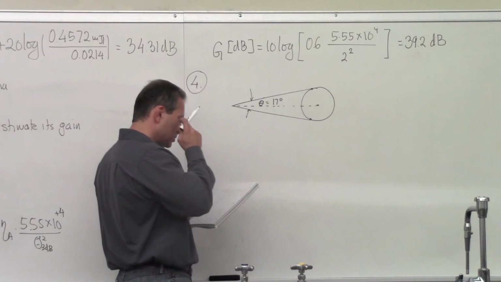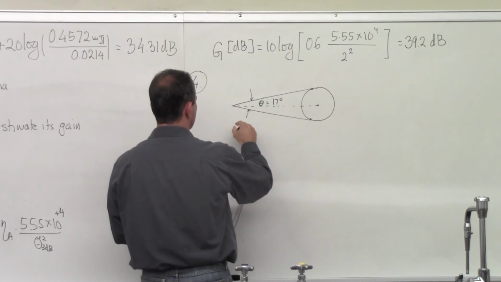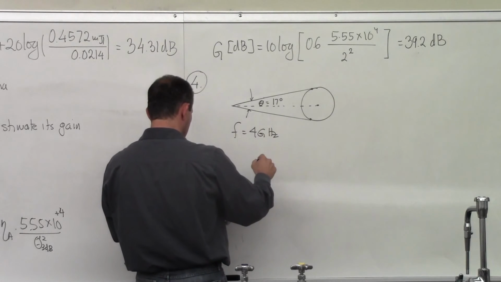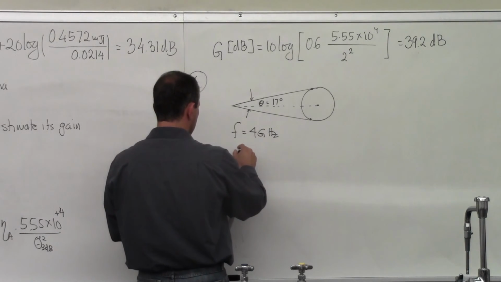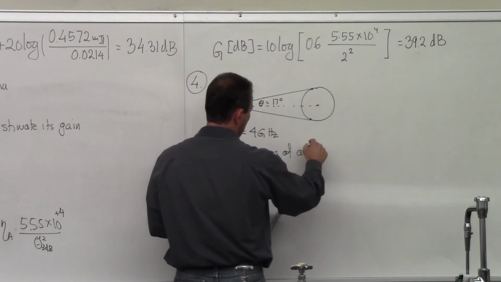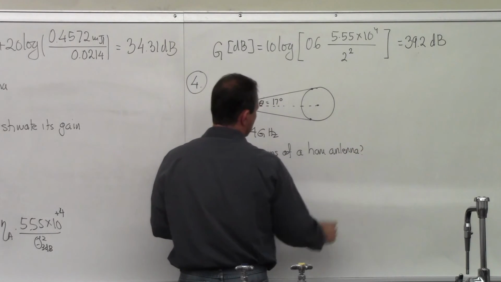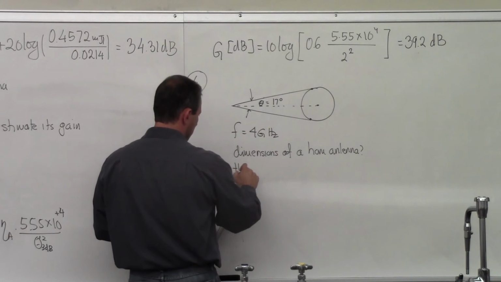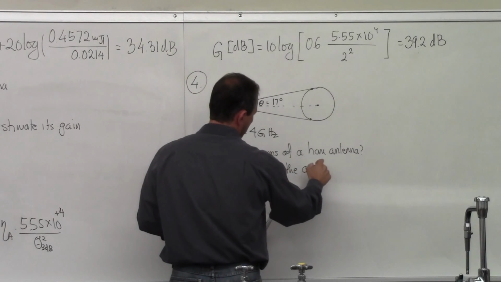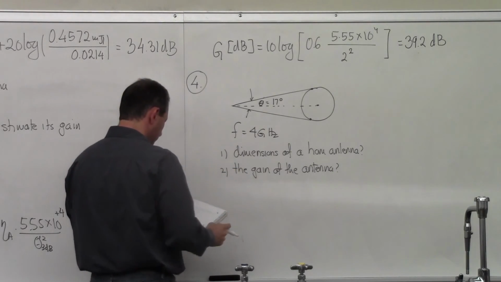It says, what are the dimensions of the horn that provides global coverage at 4 gigahertz? So your operating frequency is 4 gigahertz. We need to estimate the dimensions of a horn antenna for providing this coverage, and then the gain of the antenna. That's what's needed, so 1 and 2.